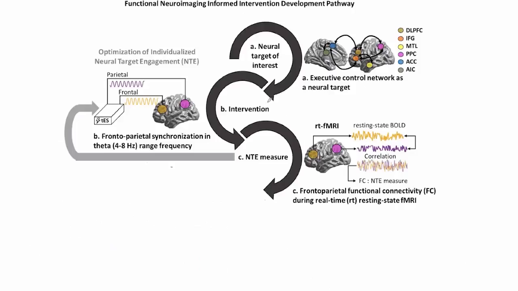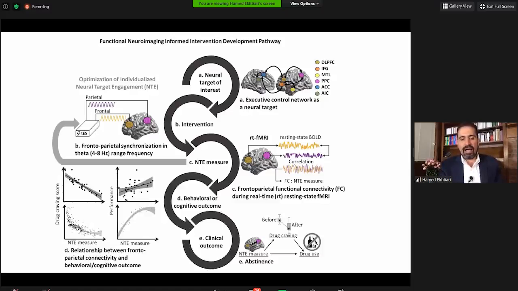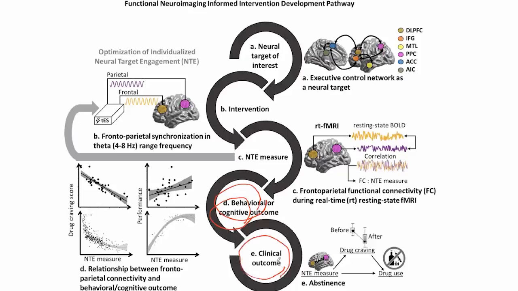I'm just going to give you a better sense of how the system is working. We are targeting, let's say, the executive control network and the saliency network as our neural targets of interest. And as I told you, we have been doing the interventions and considering frontoparietal connectivity as what we call the neural target engagement measure, and we try to improve that. That is the way that we design this sort of network-based intervention. But the next question that we are still dealing with is how these changes in connections would be related to behavioral and cognitive outcomes. And finally, how they are related to clinical outcomes. Do they have any meaningful clinical outcome if we improve connection between the DLPFC and posterior parietal cortex? We still do not know.